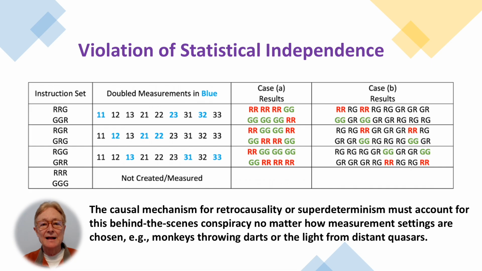Remember, Alice and Bob have no idea what the hidden instruction sets are for each trial. So as far as they know, their source is faithfully reproducing the same Bell state in each trial of the experiment, and they are choosing all 9 possible setting pairs with equal frequency. The causal mechanism for retrocausality or superdeterminism must account for this behind-the-scenes conspiracy, no matter how measurement settings are chosen, monkeys throwing darts or the light from distant quasars.